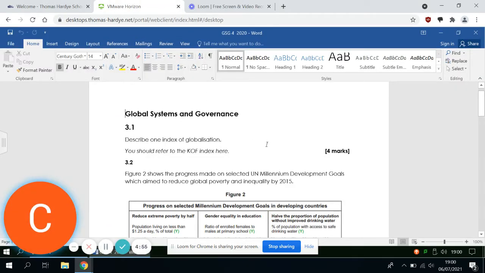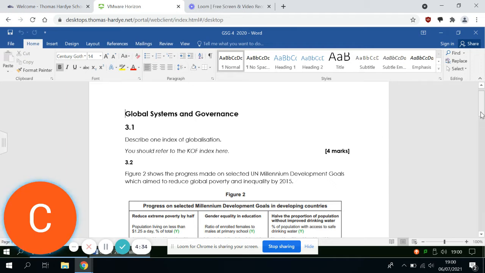Hi, Year 12. So this CAT actually takes you back to some of your early knowledge in the global systems and governance topic. The first question asks you to describe one index of globalization. And in fact, the question itself makes it clear that you should be referring to the KOF index here, which is, of course, the measurement of globalization.